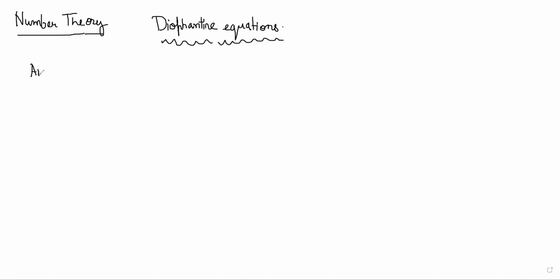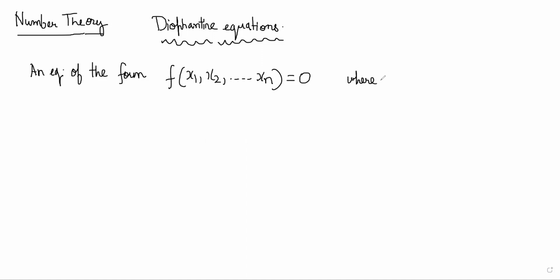So an equation of the form f of x1, x2, ..., xn is equal to 0, where f is an n variable function where n is greater than or equal to 2, is called a Diophantine equation.